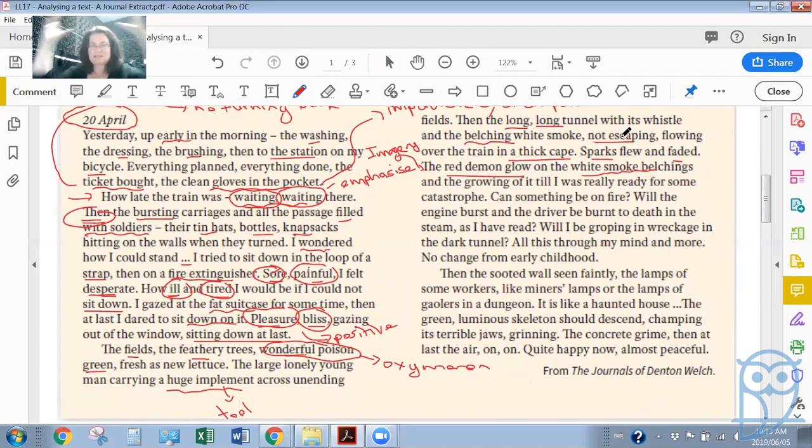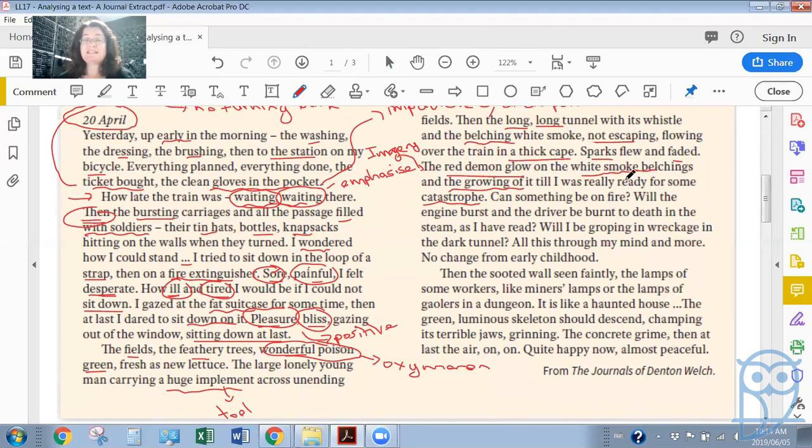These sparks and the smoke, he is likening to some sort of glow that a demon would give off. The red demon glow on the white smoke belchings and the growing of it. It's just getting more and more till I was really ready for some catastrophe. This tells us something about the writer's mindset. They can see the beauty in the world, but they can also see something very negative. And it might even be bordering on paranoia, perhaps.